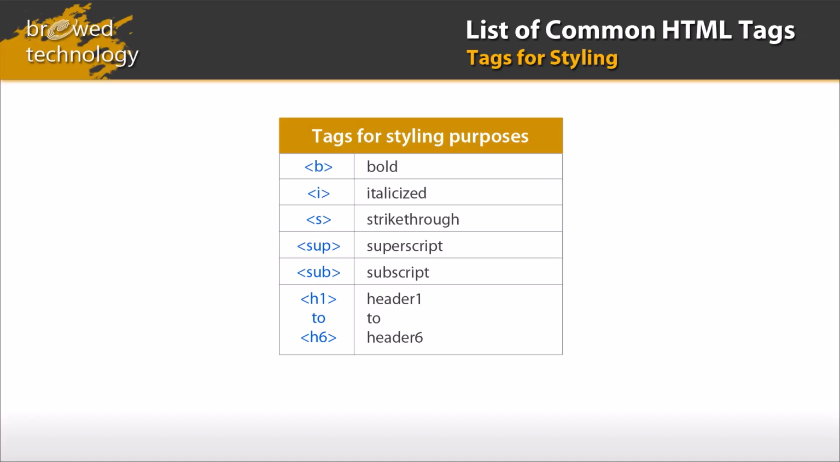Here is a list of the most common HTML tags that are used for styling elements of a web page, and that we will learn in this session. These tags are bold tag, italicized tag, strikethrough tag, superscript tag, subscript tag, and header 1 to header 6 tags.